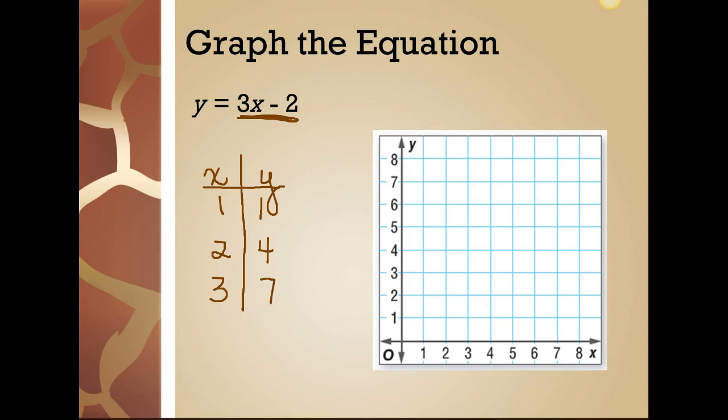Then I'm going to go ahead and graph those points. I'll start with (1, 1), followed by (2, 4), then (3, 7). Now to finish my graph, I will connect the dots. And I do want to be sure to put an arrow at each end to indicate that this graph does go on to infinity in both directions.